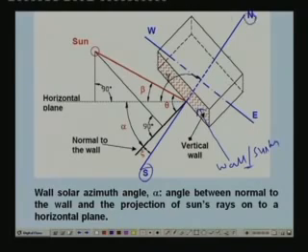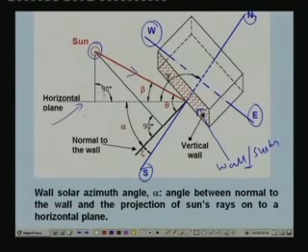Okay, and the wall is arbitrarily oriented, right. So this is north and south, this is your east and west directions, and let us say that at a particular point on a particular day, the sun is at this position, and this is your horizontal plane. And this line is nothing but the projection of the sun's rays onto a horizontal plane. So this is 90 degrees.